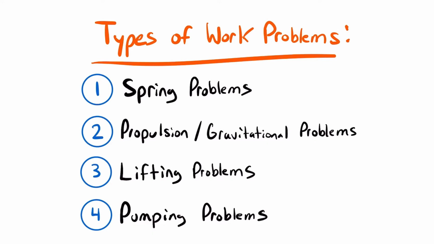And so the first type of work problems are spring problems, and that deals with calculating the work done in compressing or stretching a spring. The second type of work problem is a propulsion or gravitational problem, and this deals with calculating the work done by propelling a body into space from Earth's surface. And then our third type of work problem is a lifting problem, and lifting problems deal with calculating the work done in lifting an object where the force required to lift that object is not the same throughout the entire lifting process. And then the fourth type of work problem is a pumping problem, which deals with calculating the work done by pumping a fluid such as water in or out of a tank.